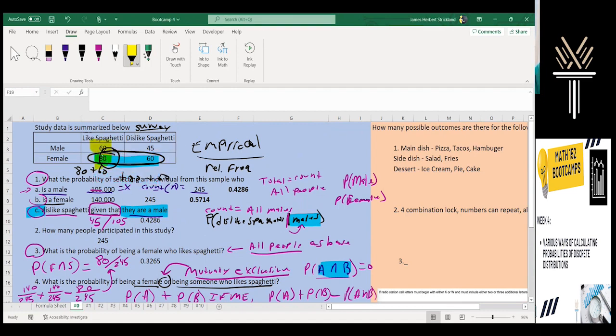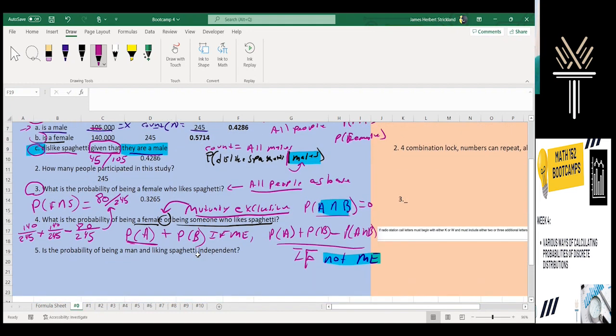This 80 and 60. So notice that this 80 down here is getting double counted. We're counting this 80 twice. We're counting it from the spaghetti group and the female group. And since we're counting it twice, we have to subtract off once to balance out. And we're subtracting off that 80 one time. And so that's what you're essentially doing when they're not mutually exclusive: you're going to subtract off that value that's being double counted.